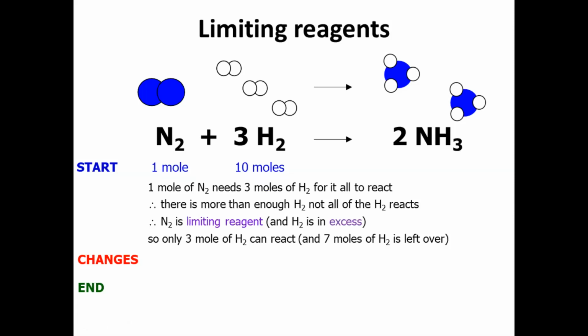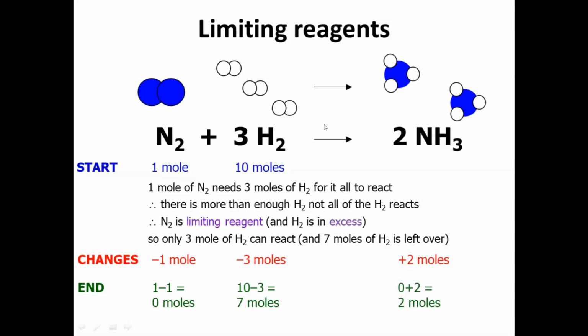Right, so there's more than enough hydrogen. Not all of it will react. Nitrogen is the limiting reagent because it will react fully, and hydrogen is in excess. Only 3 moles of hydrogen can react, so that means 7 moles of hydrogen is going to be left over. So nitrogen 1 mole reacts, hydrogen 3 moles react, and we make 2 moles of ammonia. And we used up all of the nitrogen. We have 7 moles of hydrogen left over, and as I said, we make 2 moles of ammonia.